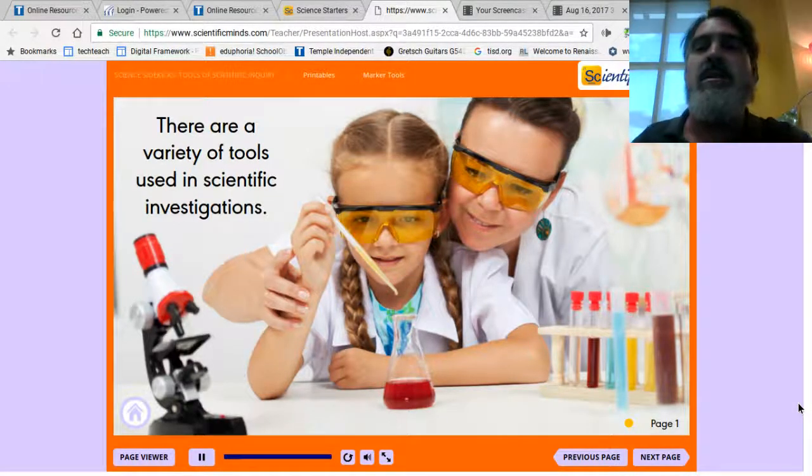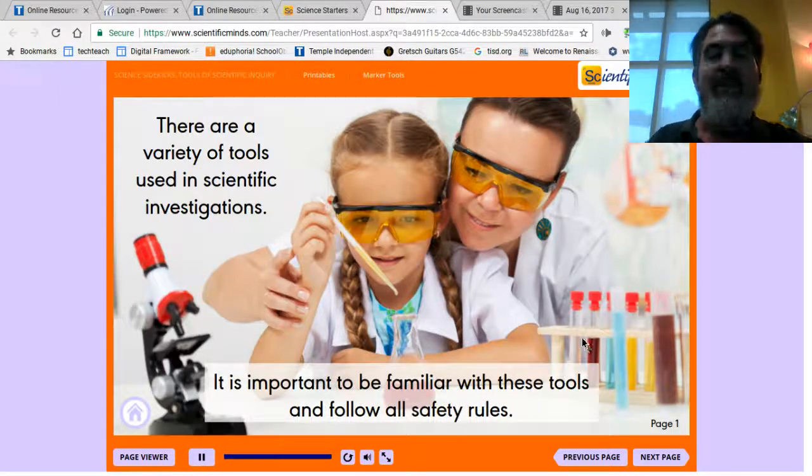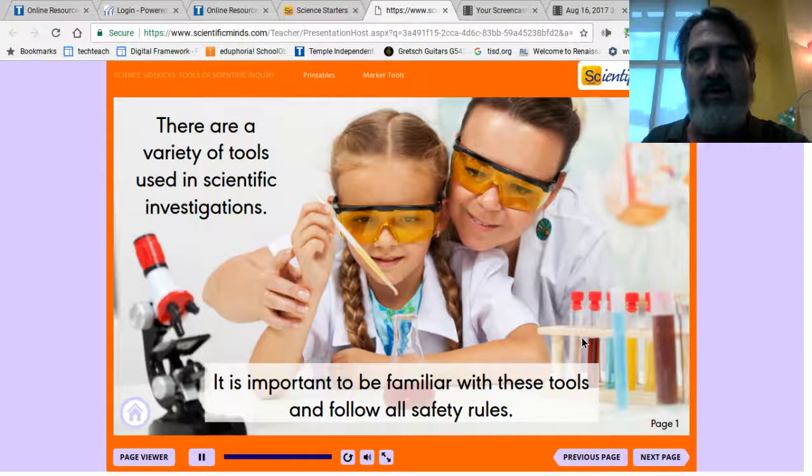Today we're going to be talking about science tools. There's a variety of tools used in scientific investigations. It's important to be familiar with these tools and follow all the safety rules. And you can see a lot of tools right here that these kids are using.